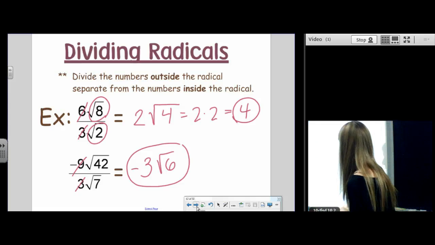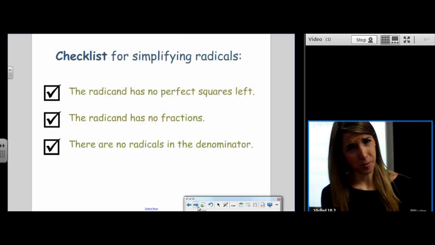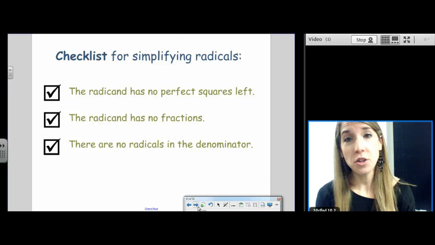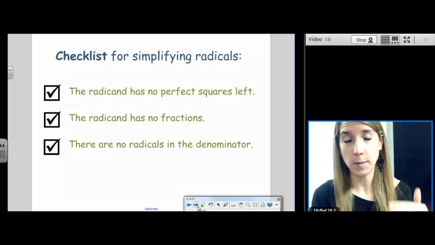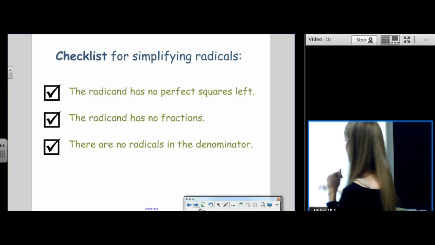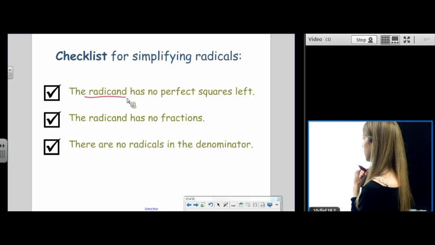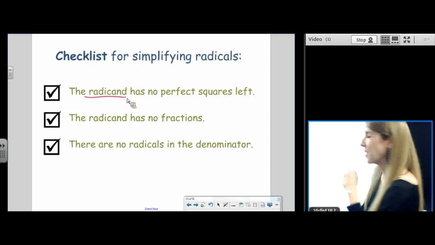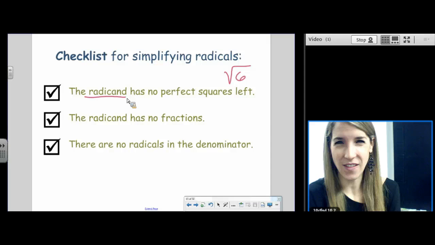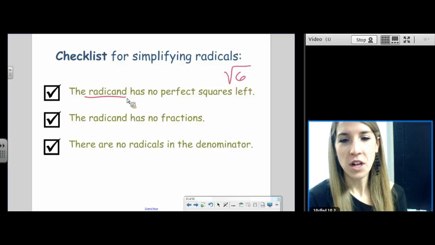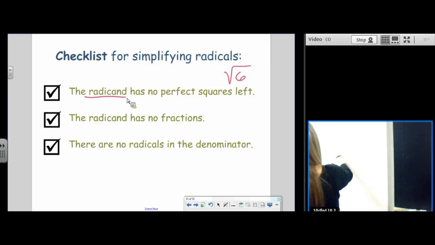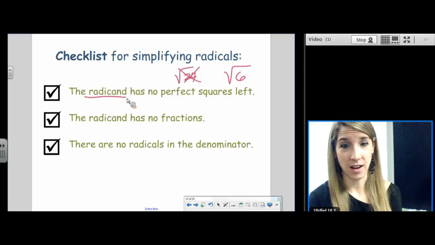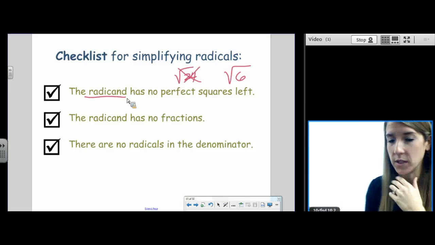Okay, so those are the rules. I showed you this yesterday, but it didn't make a whole lot of sense. Today, this makes more sense. All of these have to be checked for your radical to be fully simplified. The radicand cannot have any perfect squares left. People get confused because they think that that's not simplified because 6 is like an even number, but 6 doesn't have any perfect squares left. So square root 6, that's okay. But square root 24, that would not be okay because there's a perfect square left in there, right? 4 is a perfect square, 4 times 6.